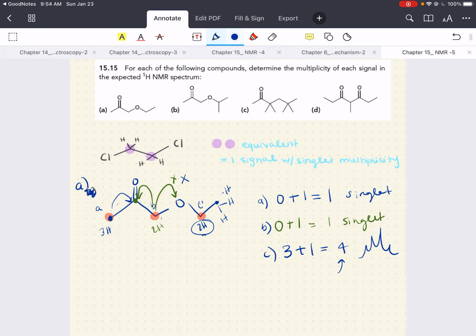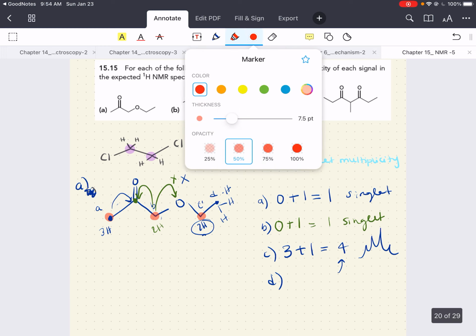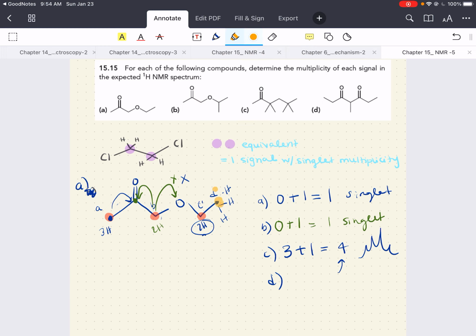Fantastic. Now, let's do D. Do the 3 hydrogens on D have any neighbors? We're going to look over here. Yes, they do. They have 2 hydrogens as neighbors, so 2 + 1 is 3. The peak splitting for hydrogens at position D, whenever you find that signal on the NMR, is going to be a triplet. Fantastic.